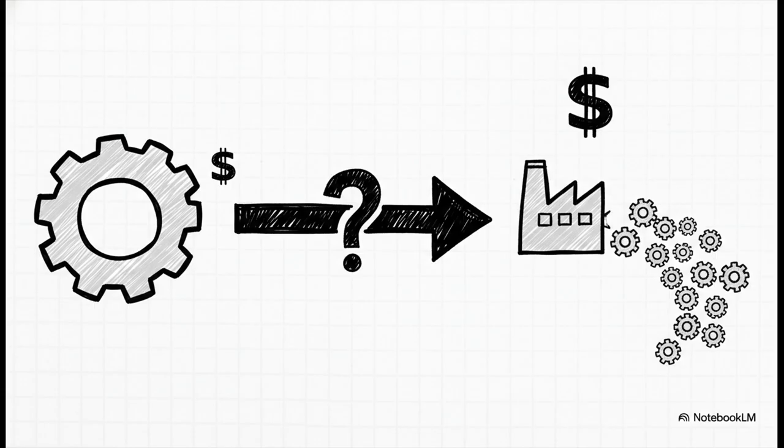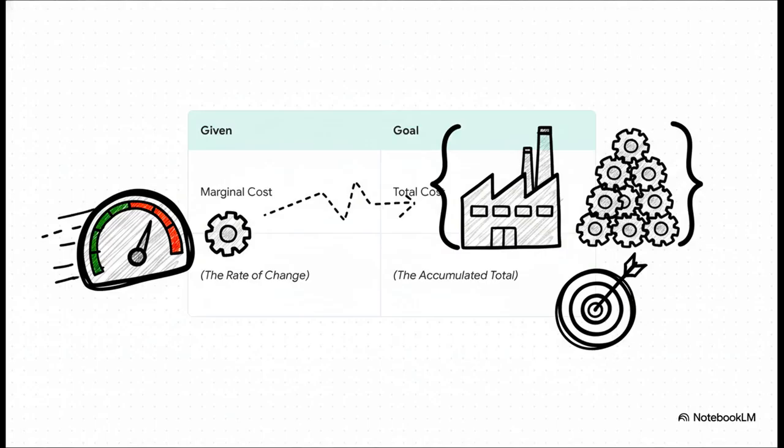But to produce unit number 1,000, maybe you have to pay workers overtime or run the machinery harder, which causes more wear and tear. So the cost of the 10th unit is totally different from the cost of the 1,000th unit. The rate of change isn't constant. So here is our business problem, laid out nice and clear. We are given the marginal cost function. That's our rate of change, our speedometer.